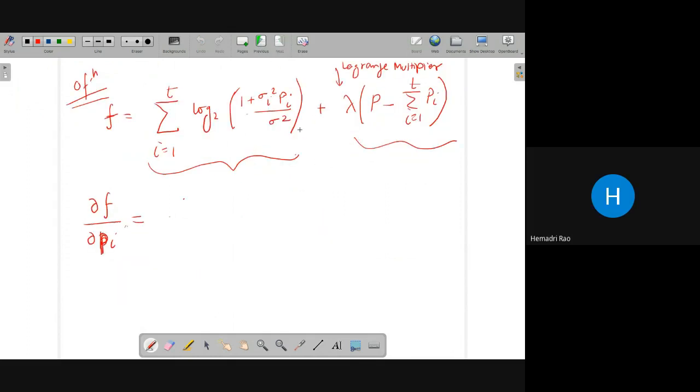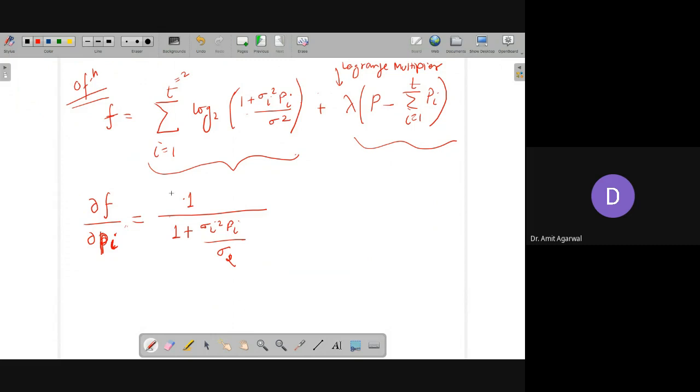This is 1 by, now correct, 1 by summation. See, 1 by this 1. You can think of it like it is a p1 and p2. All the others will be 0 because you are only differentiating with pi. Suppose you have t equal to 2, then there will be p1 and p2 only. But since you are differentiating with ith, all the others will be 0. Correct?